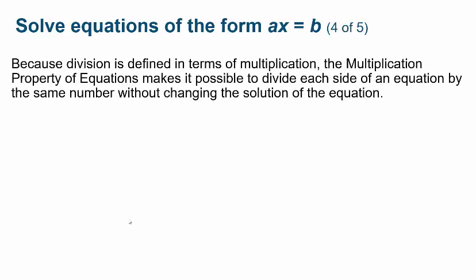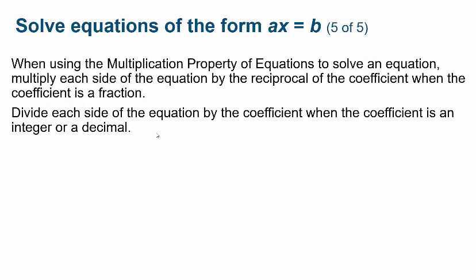All right, so because division is defined in terms of multiplication, the multiplication property of equations makes it possible to divide each side of an equation by the same number without changing the solution, like I was saying previously. So when using the multiplication property of equations to solve an equation, multiply each side by the reciprocal of the coefficient when the coefficient is a fraction, like we did in the previous example. Or if it's just something like 2x is equal to 6, just divide by 2.